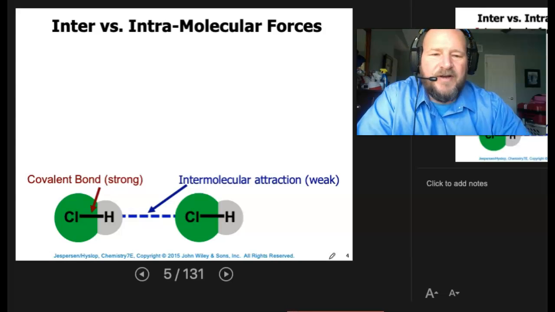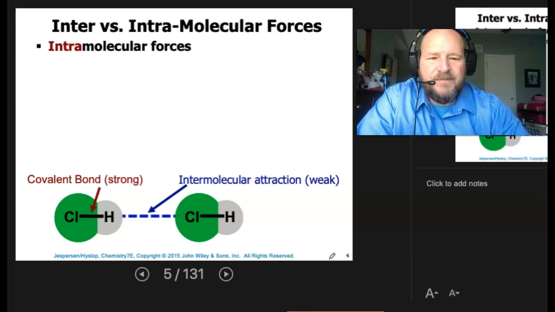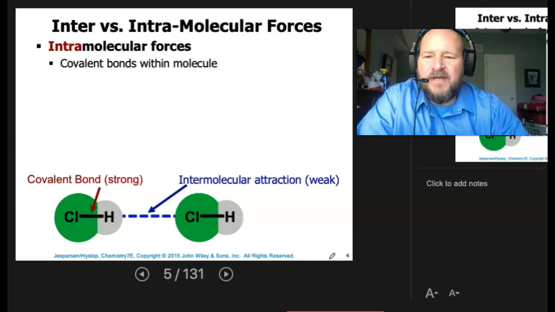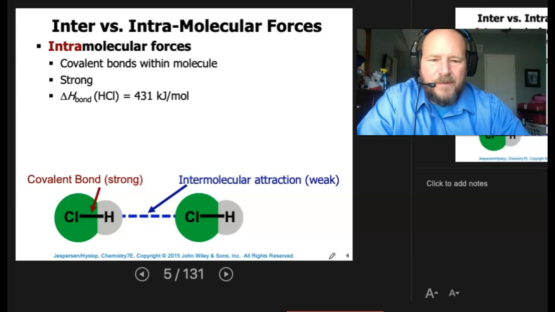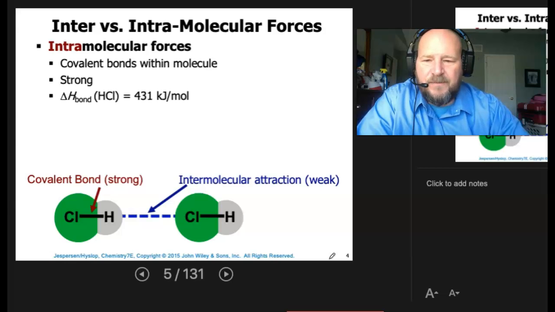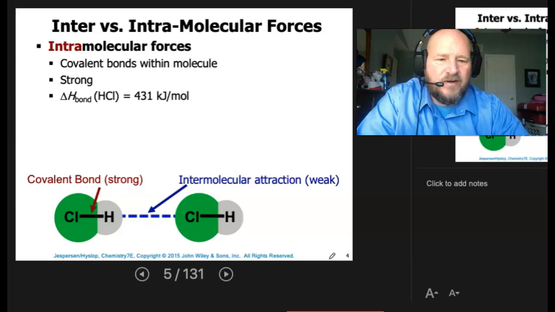All right, now inter versus intra. Now intramolecular forces is what we studied for a couple chapters there. Covalent bonds within the molecule. Obviously they're strong because they form a molecule. The delta H for a bond in HCl, for instance, is 431 kilojoules per mole.